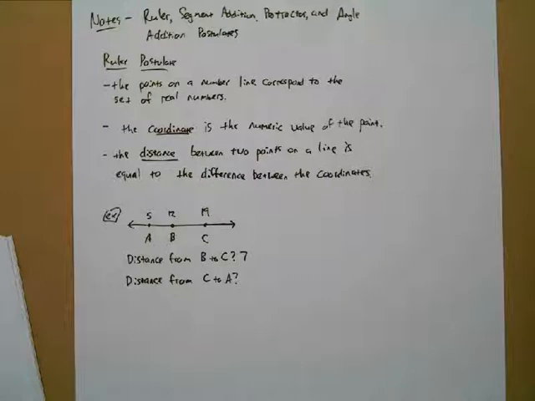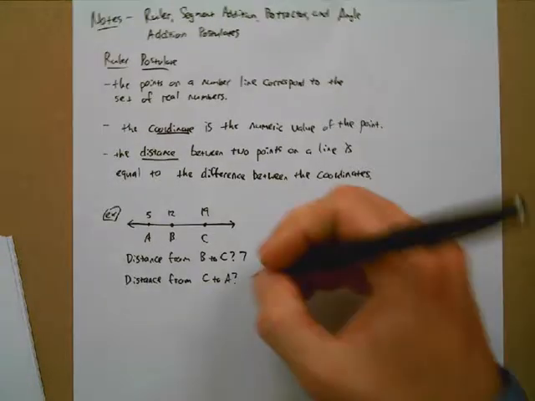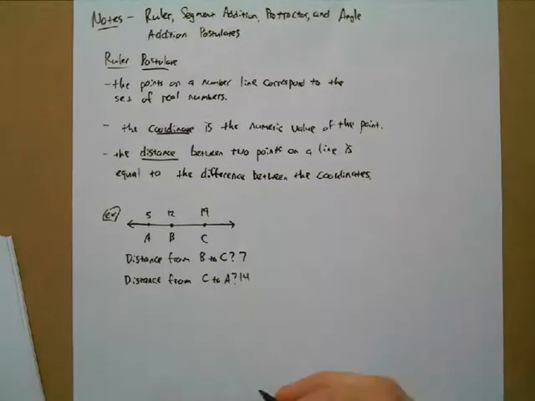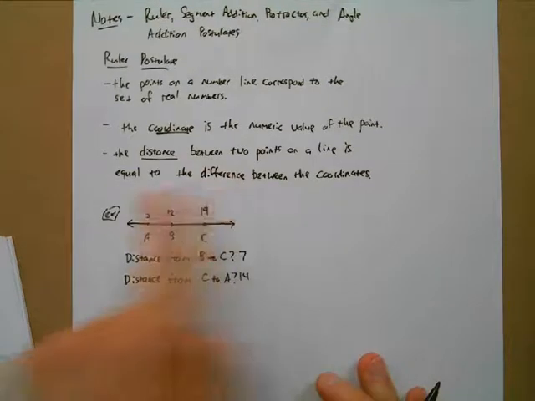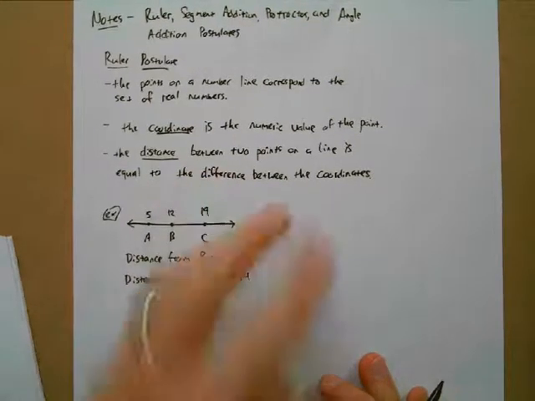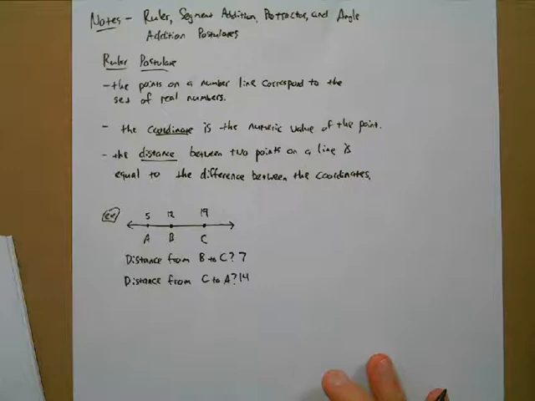It's not haphazard that it was just equal to the difference between the coordinates. In fact, it's equal to the absolute value of the difference between the coordinates. Absolute value of the difference between the coordinates. Okay. Or you can always remember to keep your distances positive. That's another way to do it. Okie dokie.